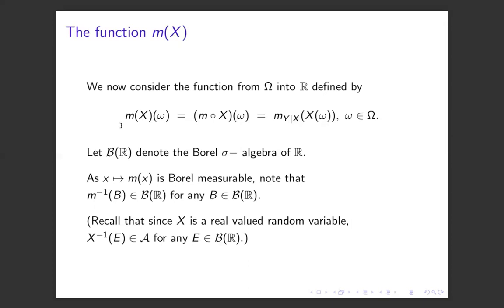Now we will show that this mX is a random variable. What is the definition of a random variable in terms of measure theoretic objects? Inverse image of a Borel set is again a Borel set. Since we have already proved that the function little x going to m of x is Borel measurable, this follows. For any Borel set, like an open set or closed set, the inverse image m inverse B is again such a Borel set.